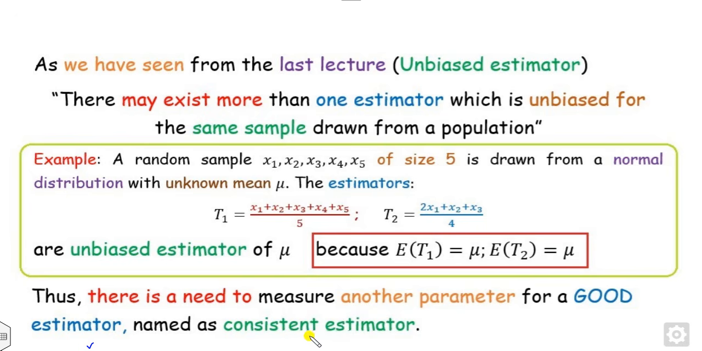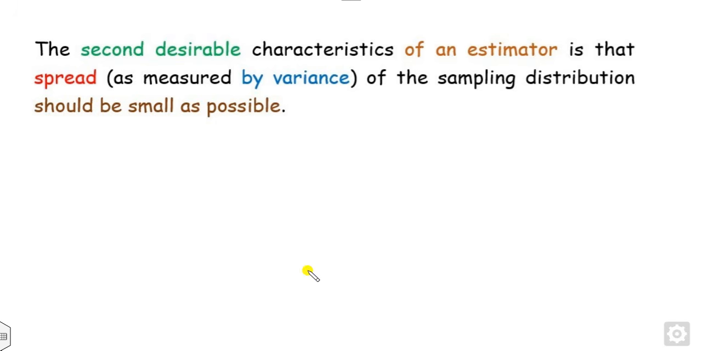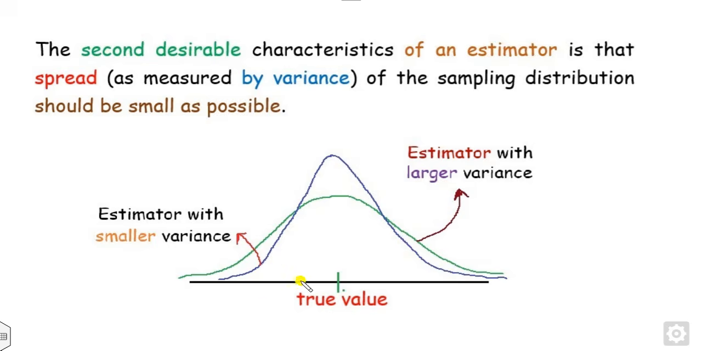that is called the consistent estimator. As I told you, the consistent estimator is nothing but the spread, that is the variance, as illustrated in this figure. When we talk about point estimators, one has the smaller variance, represented in this blue color, while the green color represents the larger variance. Our target is to find the consistent estimator which has the smaller variance.